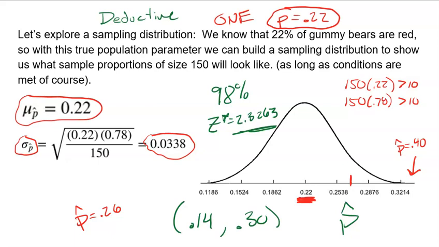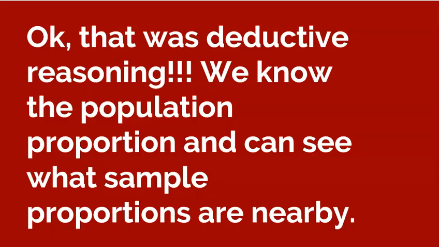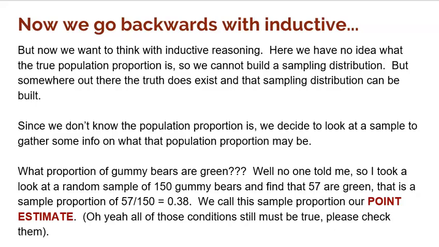Sorry I've talked so much, but that was all explaining to you deductive reasoning. But the problem is this. If we're going to do deductive reasoning, we need to know the population proportion, and we can see what sample proportions are nearby. We can see the ones that are normally high, normally low, or significantly high, significantly low. But here's the deal, guys. What if we don't know the true proportion? What if the true proportion is what we want to find? Well, then we have to turn to inductive reasoning.